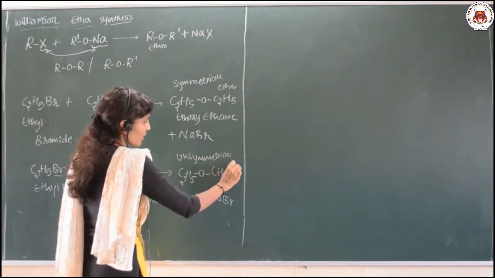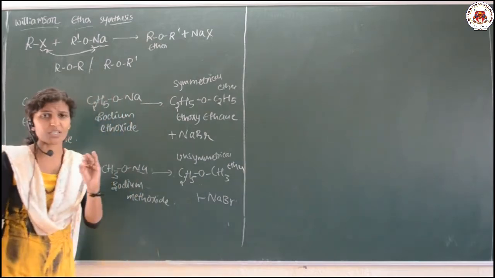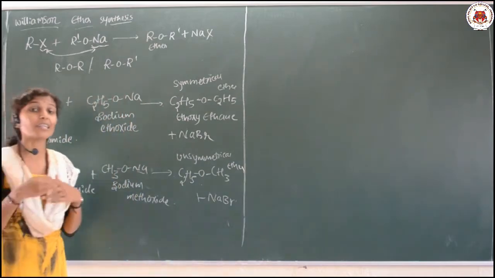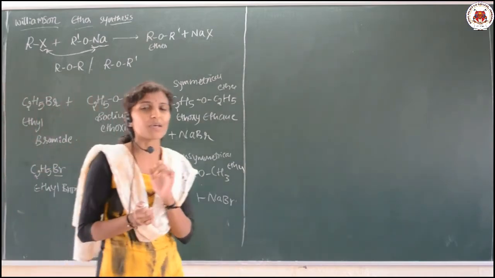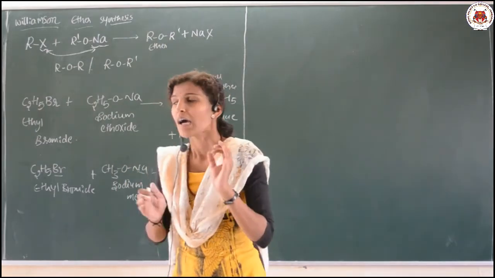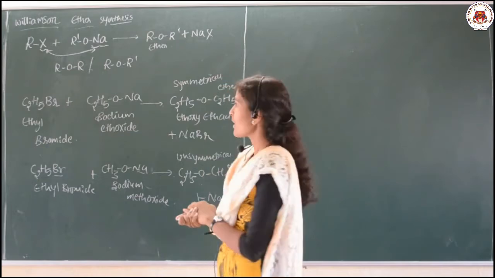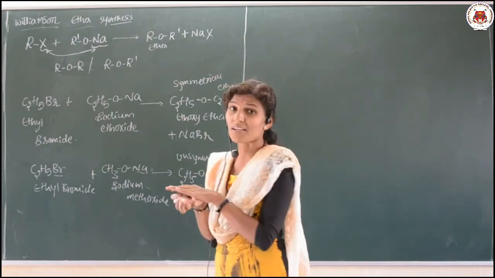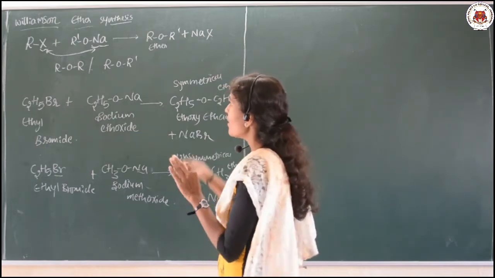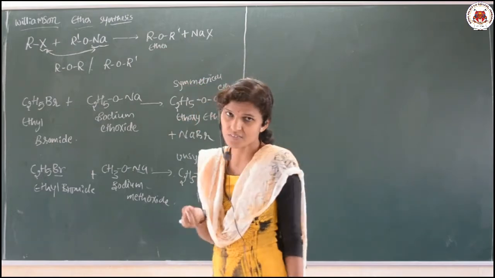So like this we are able to prepare symmetrical as well as unsymmetrical ethers by the Williamson ether synthesis method. An alkyl halide is treated with sodium alkoxide and then we get the ether as a product. This reaction is known as Williamson ether synthesis.